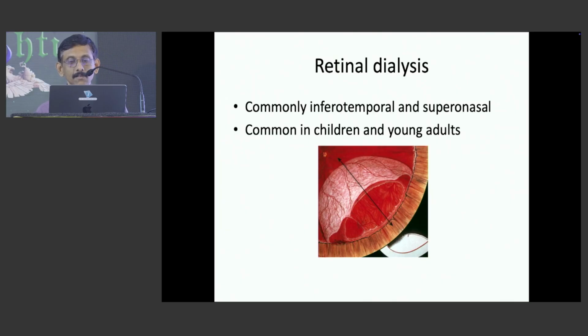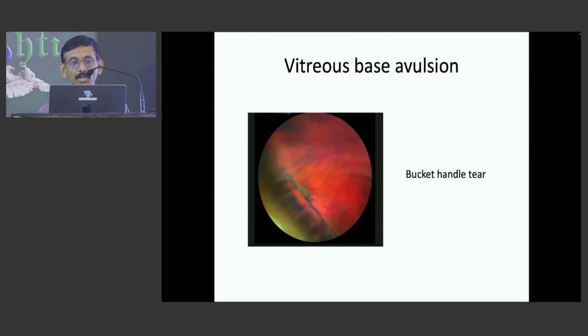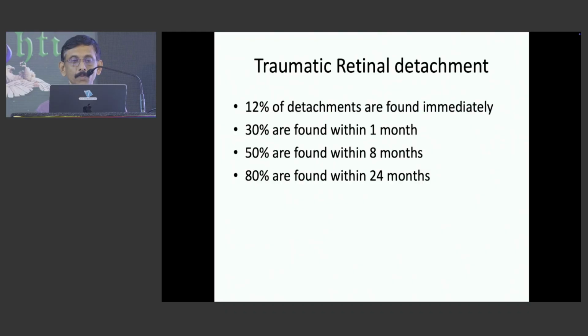Retinal dialysis usually occurs in children and young adults, commonly in the inferotemporal quadrant and also on the directly opposite side of trauma, that's in the supranasal quadrant. Vitreous base avulsion appears as a bucket handle tear. Vitreous base avulsion and equatorial tears are all said to be pathognomonic of previous history of trauma.